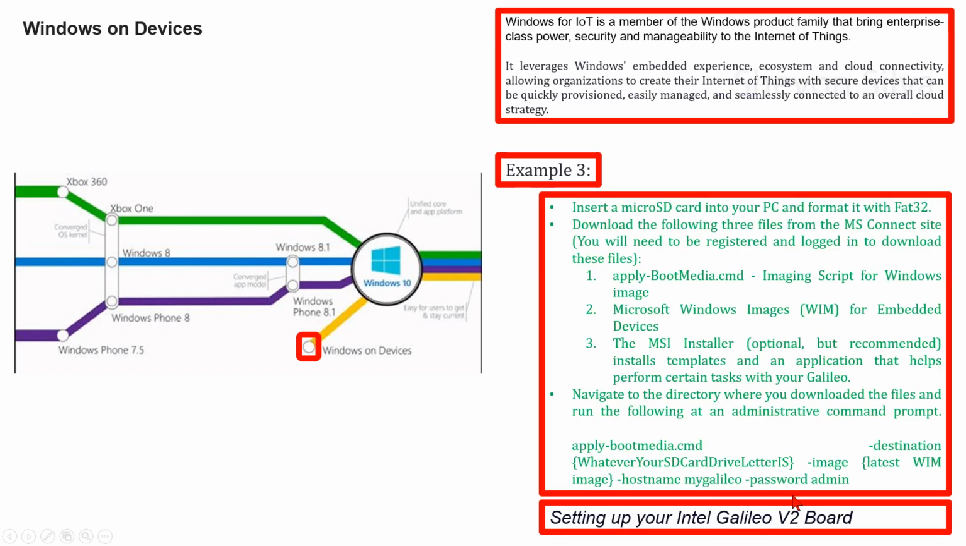As example 3, we can consider setting up your Intel Galileo V2 board. First insert a micro SD card into your PC and format it with FAT32. Then download the following 3 files from the MS Connect site. You will need to be registered and log in to download these files.